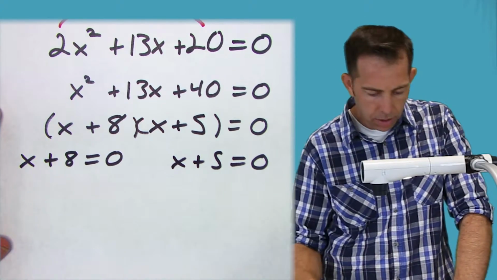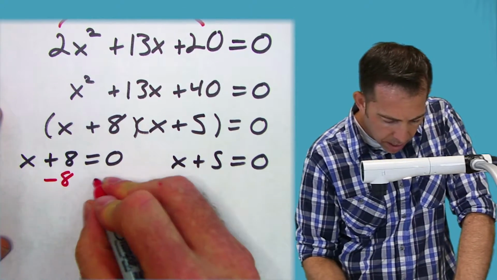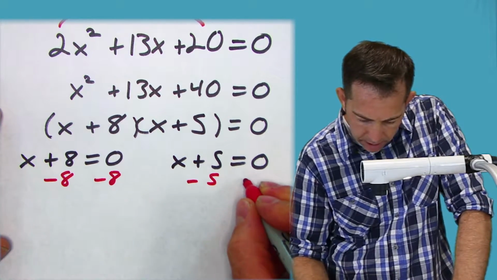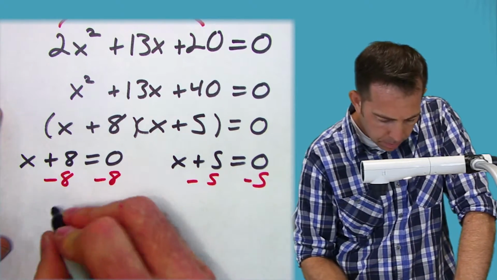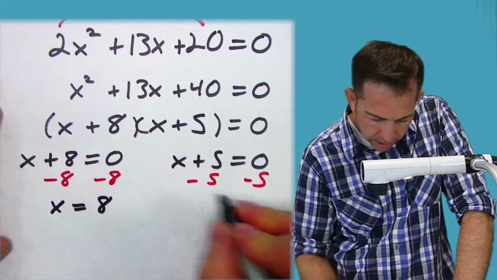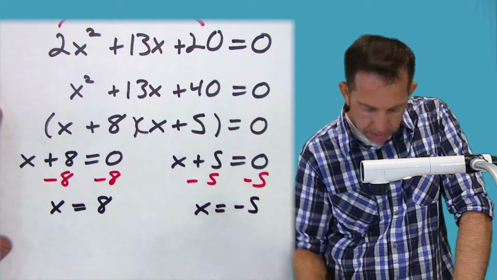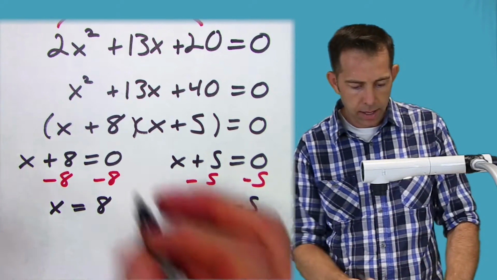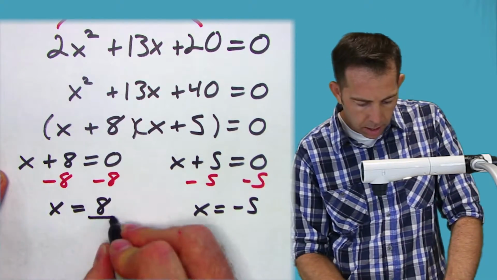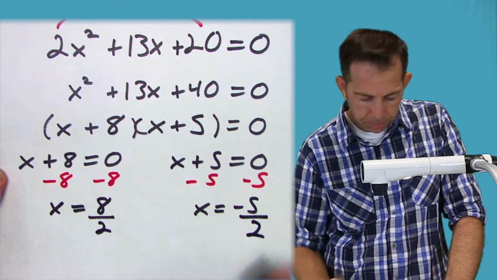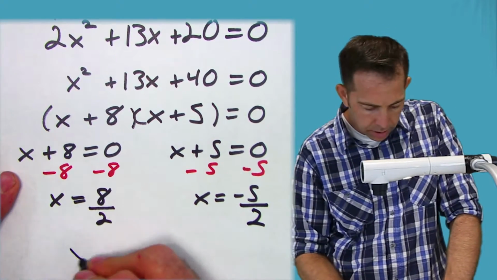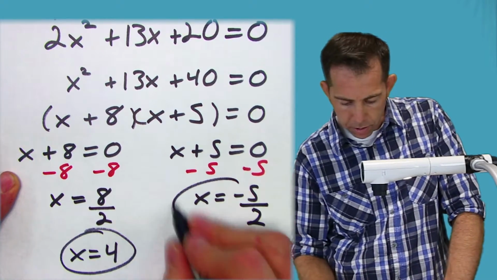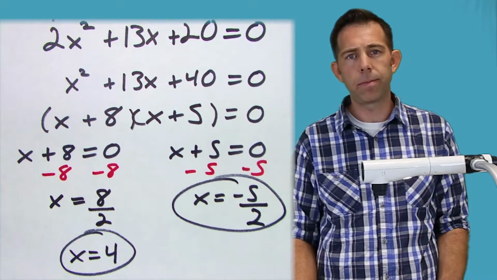And now we just quickly solve for the x. Take 8 away from both sides on this side. Take 5 away from both sides in this equation. And we get x equals negative 8 and x equals negative 5. But remember, these are the answers without that leading coefficient put back in. So we take the 2 and we put it back in. This one can be reduced to negative 4. This one cannot be reduced. So there's the two solutions.